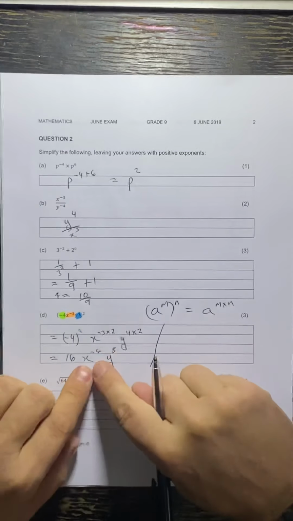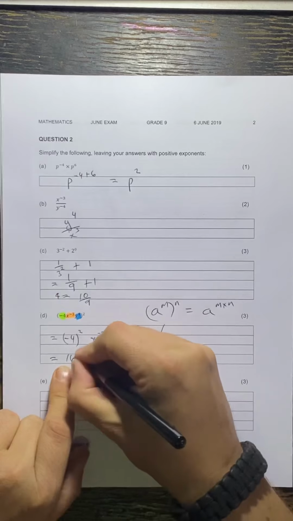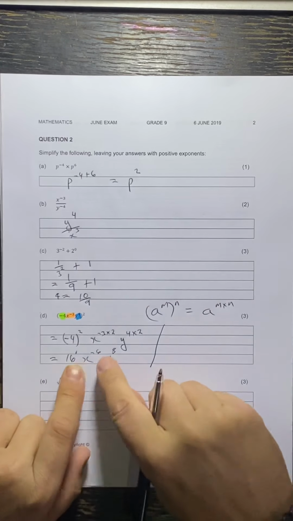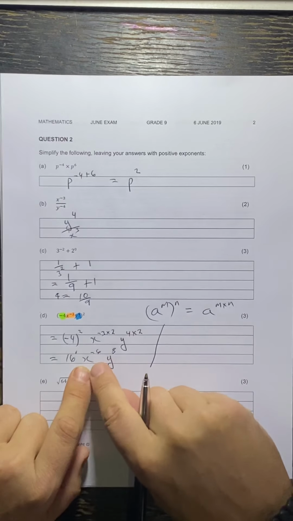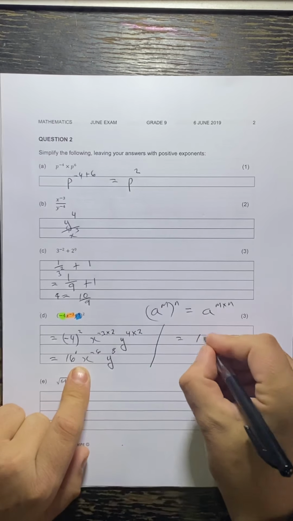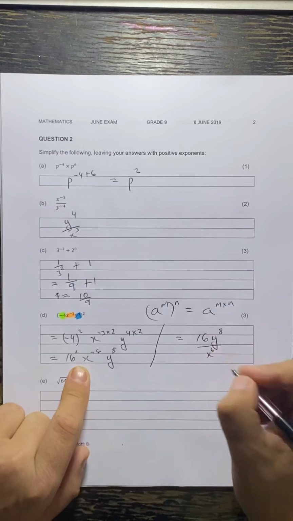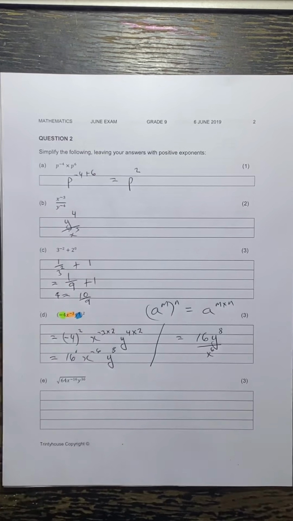We never leave things with negative exponents. So the 16 is fine, because remember it's got an invisible 1 there. The only one with the negative exponent is this x, and I'm just going to take it to the bottom. So this becomes 16 y to the 8 over x to the 6. And there we have it.